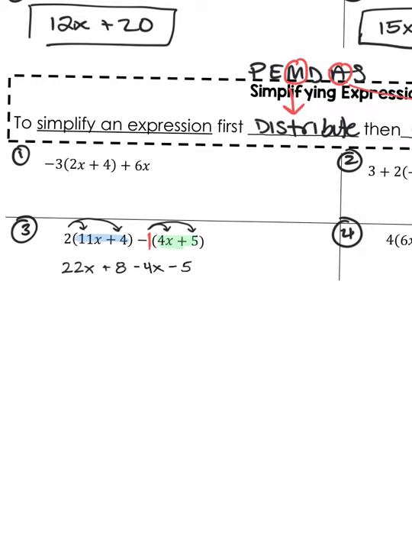Once we've finished our distribution, there are no more parentheses left in my problem. Now I can combine my like terms. I have a 22x and a negative 4x as like terms. We also have a positive 8 and a negative 5 as like terms. When I combine my x terms, 22 plus negative 4 is 18x. Combine my constants, positive 8 and negative 5 is positive 3.